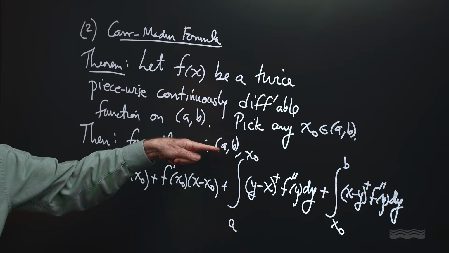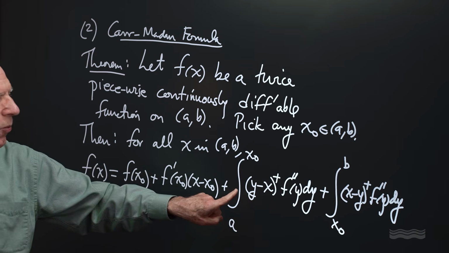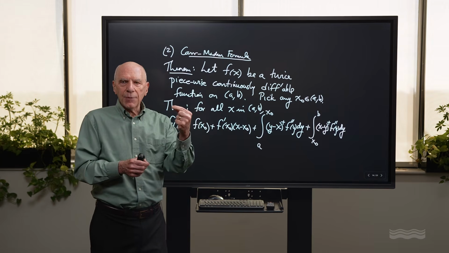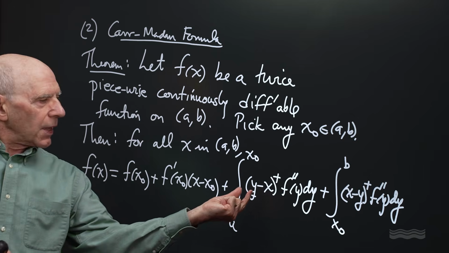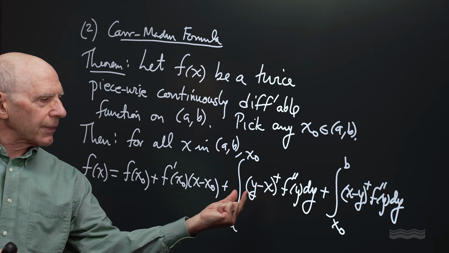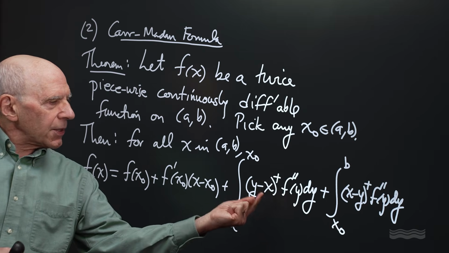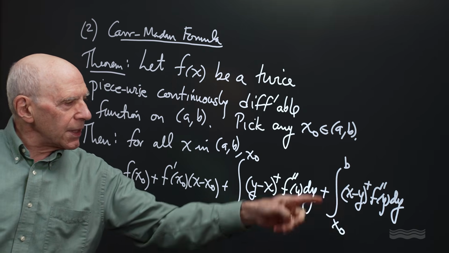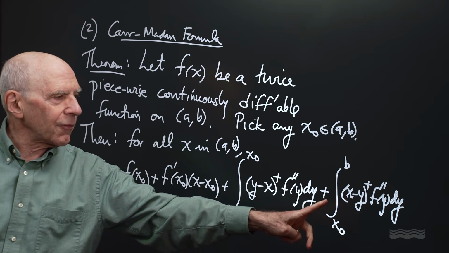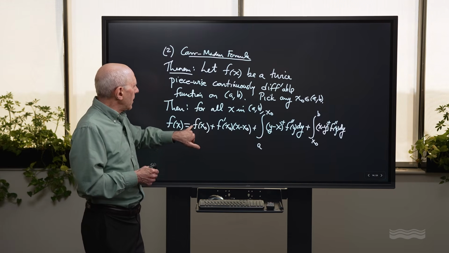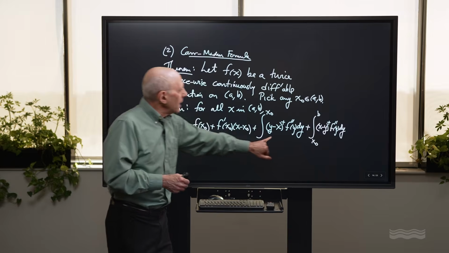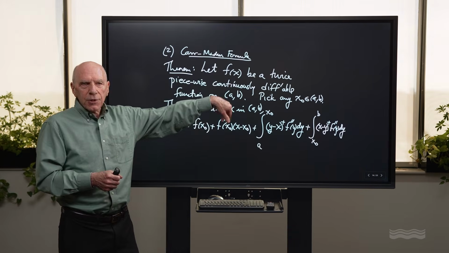The integral from a to our fixed cutoff point of y minus x plus, the positive part, which is the maximum of that number and 0. So it's y minus x if y minus x is positive, and it's 0 if y minus x is negative. So it's the integral of y minus x plus times f double prime of y dy, plus the integral from x naught to b of x minus y plus, the positive part of that, times f double prime of y dy. So notice we're using the function, the first derivative, and the second derivative, and you can see why we need f double prime to be integrable for this to work.